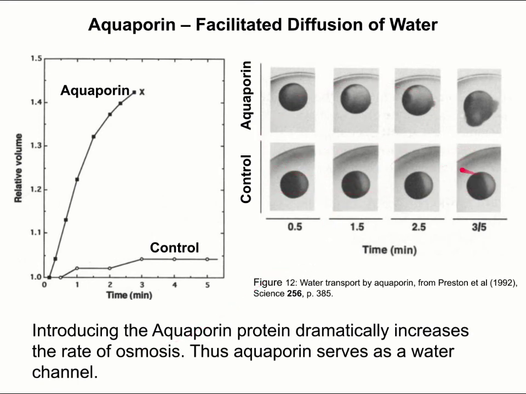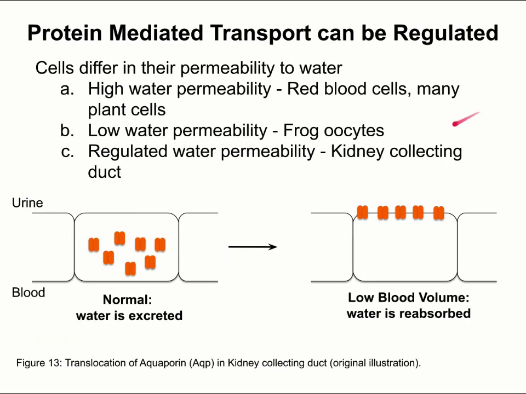The pictures to the right show the same thing. Cells without aquaporin, here on the bottom, do not swell in fresh water. The cells on top have aquaporin, and they swell and burst after just 3 minutes. The upshot from the last slide is that cells differ in their permeability to water due to the amount of aquaporin they have. Red blood cells and most plant cells have lots of aquaporin and are very permeable to water. Frog eggs, the cells used in the last slide, have no aquaporin and are impermeable to water. They have to be. Frogs lay their eggs in fresh water.